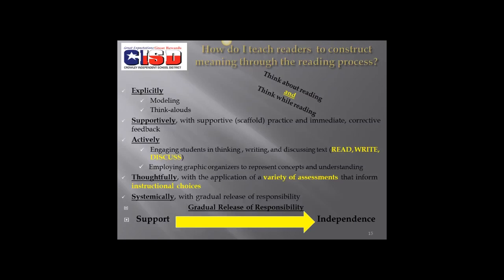We teach readers to construct meaning through the reading process explicitly through modeling and think alouds, supportively with practice and immediate corrective and descriptive feedback, actively by engaging students in reading, writing, discussing, thinking every day, by using graphic organizers to represent concepts and understanding, thoughtfully with the application of a variety of assessments that inform our instructional choices, that includes a variety of questioning, and systematically with gradual release of responsibility.